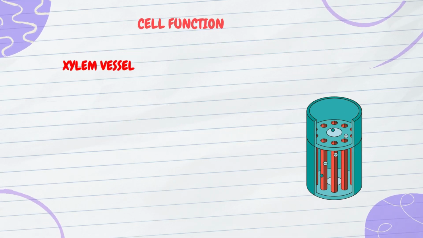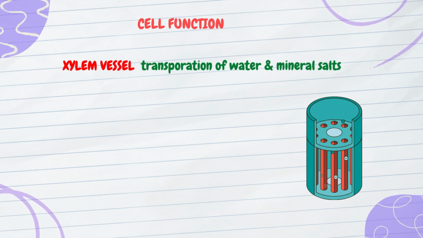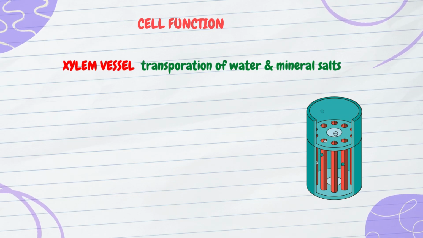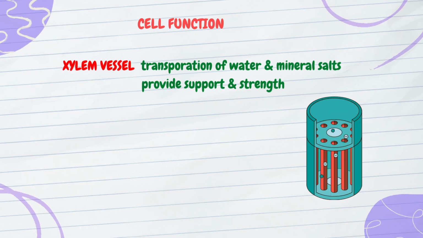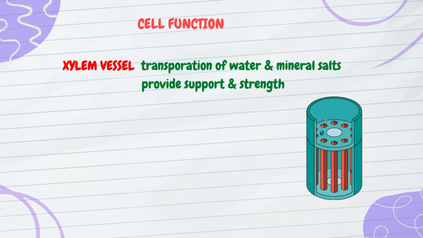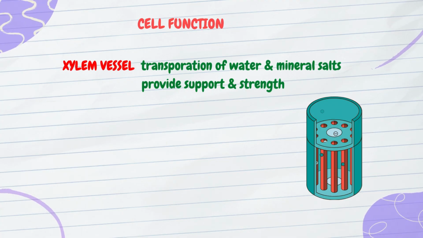Finally, the xylem vessel. The xylem vessel is a vascular plant tissue responsible for the transportation of water and mineral salts from the roots to the leaves. It also provides support and strength to the plant. Why does the xylem vessel perform these functions? Again, it's because of its structure. Its structure has features that enable it to carry out these functions.